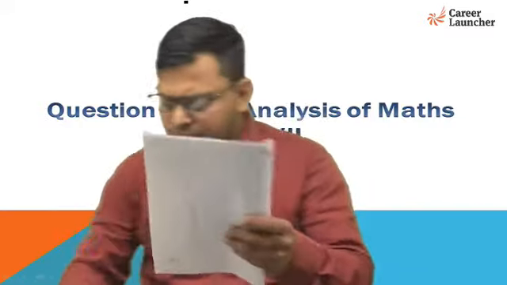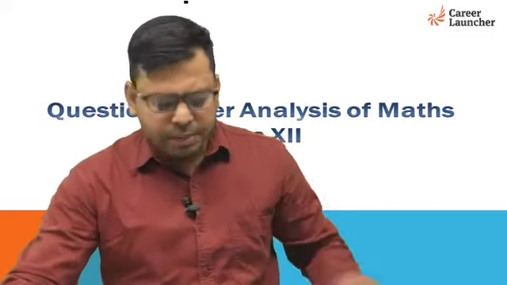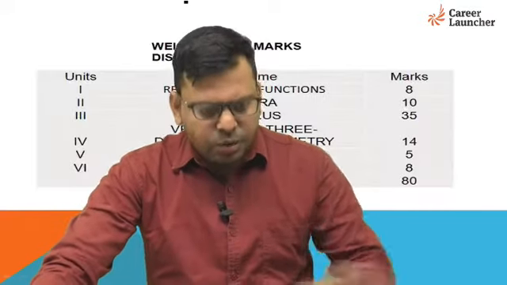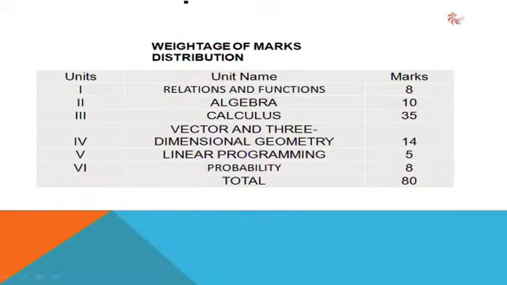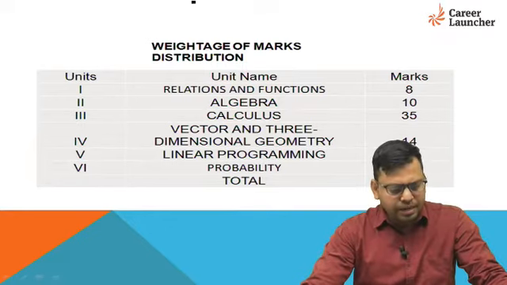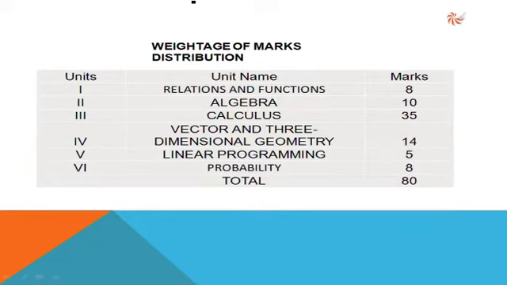So let us analyze today's paper. I will discuss the set 1 paper that has come today. As per the CBSE guidelines, the same pattern has been followed. From relations and functions, an 8 mark question was expected, and 8 marks have been asked in the exam. In algebra and calculus, 35 marks have come, exactly the data that was given by CBSE. Vectors, 3D, linear programming and probability were all of the exact marks prescribed by CBSE.